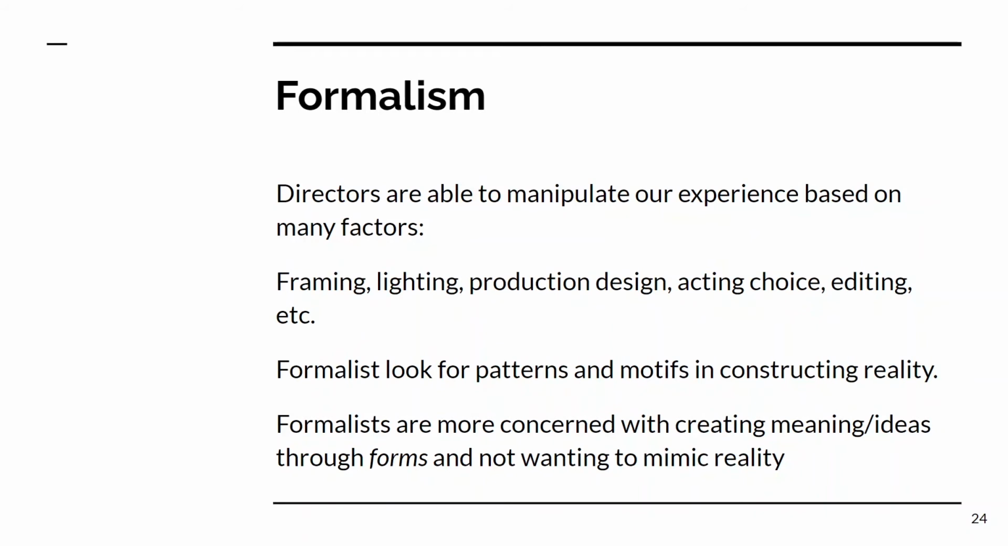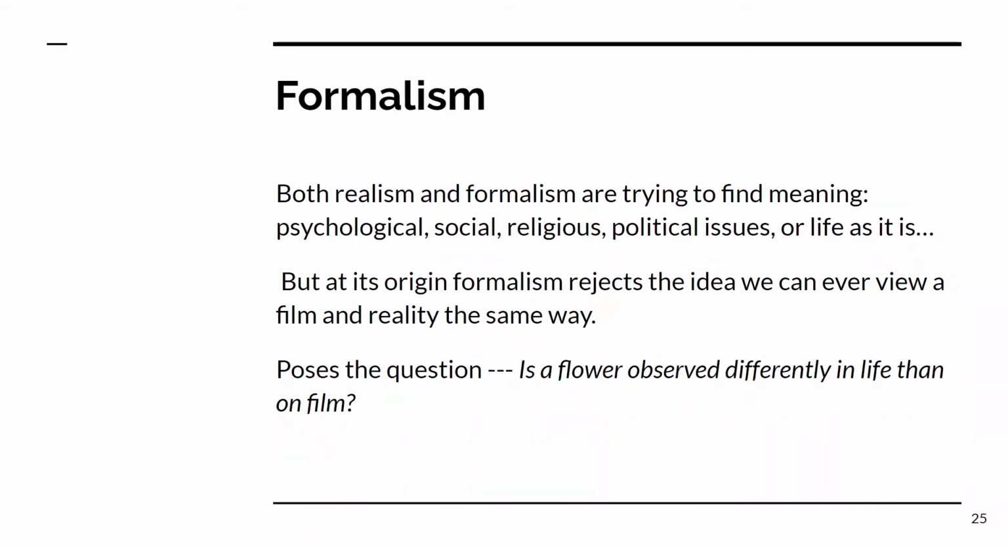So again, looking for that framing, that lighting, but also patterns and motifs in constructing reality. Formalists are more concerned with creating meaning and ideas through forms and not wanting to simply just set that camera down and go. They're wanting to see the images come together in a certain way that says this and this equals this. And that's kind of a little bit of what we're going to talk about here in just a second. But this question here at the bottom is a good way of asking yourself, is a flower observed differently in life than on a film? Kind of a loaded question.